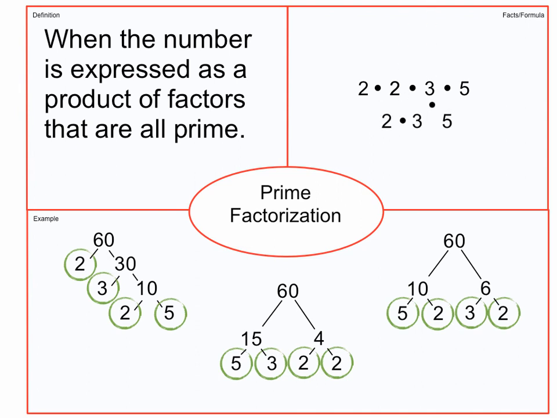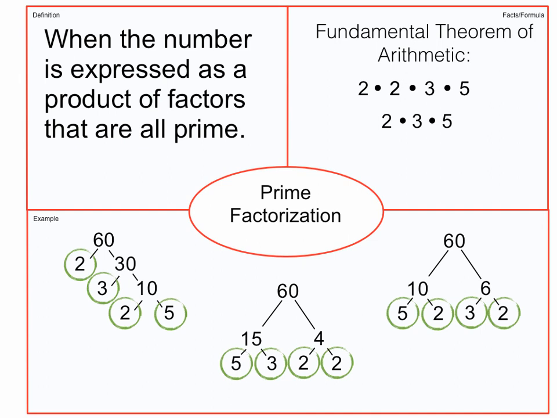Let me get through this first. This is how we'd simplify it. 2 squared times 3 times 5 would be the prime factorization for 60. And the specific term in math is called the fundamental theorem of arithmetic. And that simply states that each number has its own unique set of prime factorization.